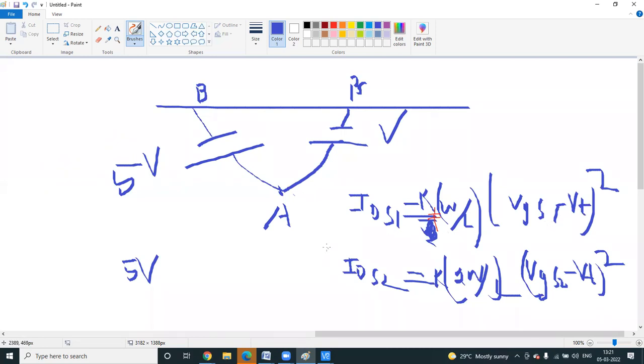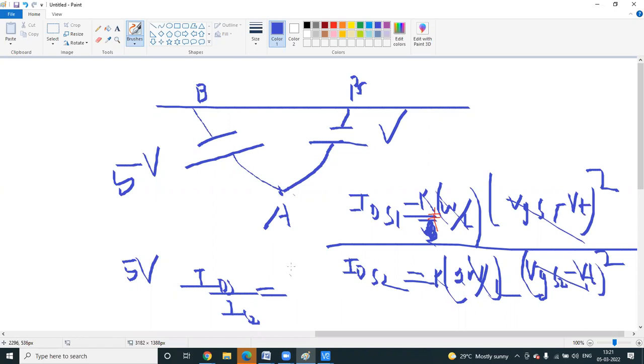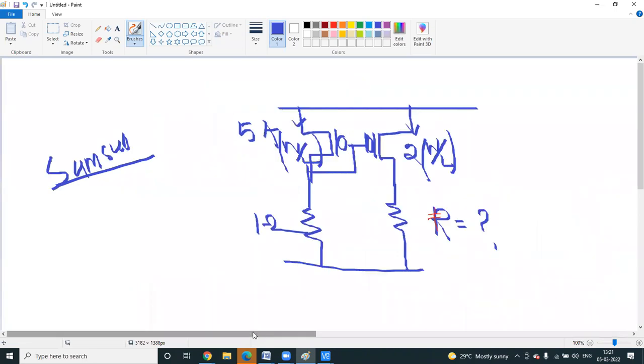Now if you divide, this will cancel, this will cancel, this will also cancel. So IDS1 equals IDS by 2, IDS2 equals 1 by 2. So IDS2 equals 2 times IDS1. So 2 times means here IDS1 is 5, it is 10 ampere.